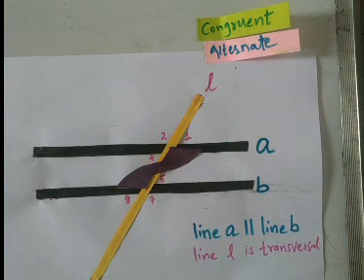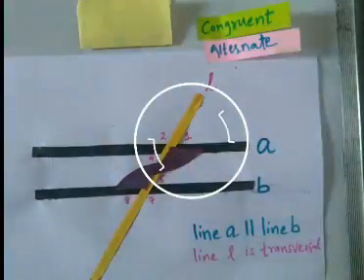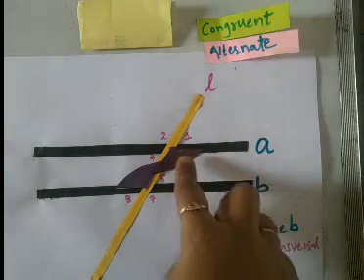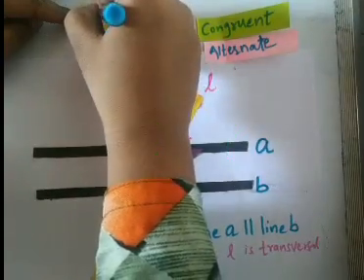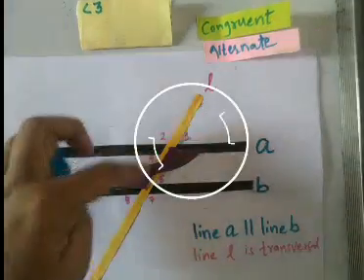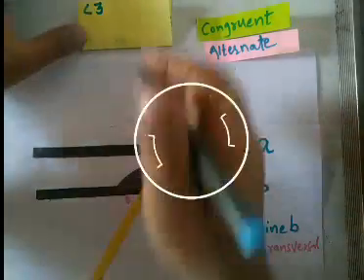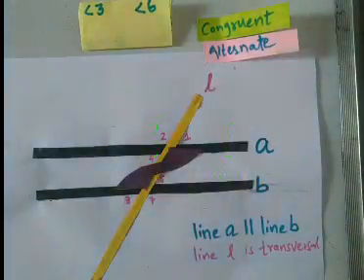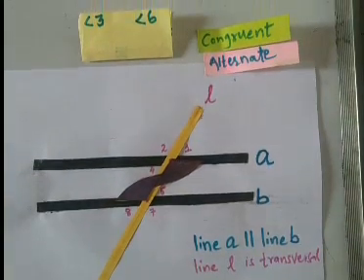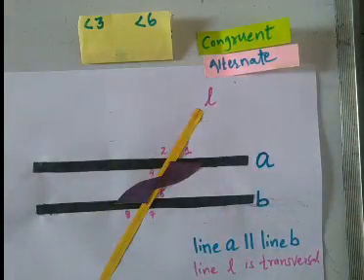So we need to write it here. This was angle number 3, and this was angle number 6. Angle number 3 and angle number 6 are alternate to each other.